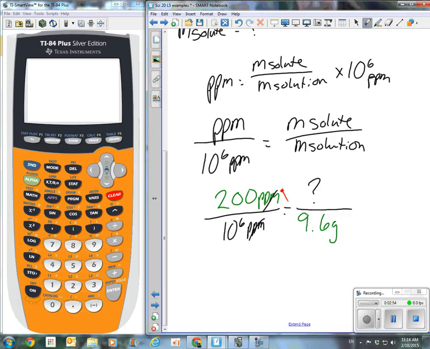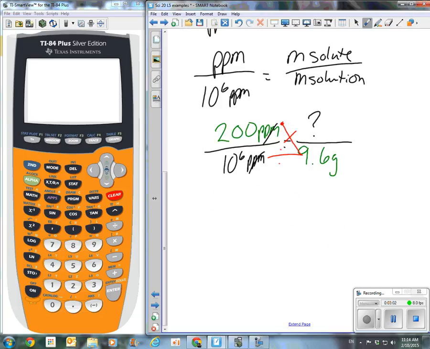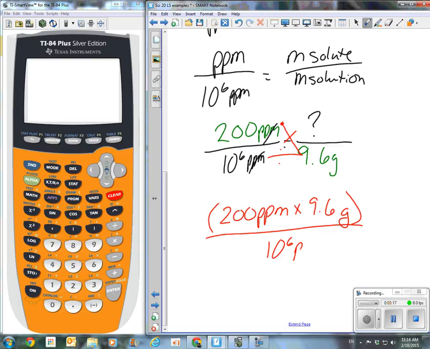So I'm going to start here at 200, multiply by 9.6, and then divide by a million. How that would be written out here is 200 parts per million times 9.6 grams, all divided by 10 to the 6 parts per million. The units of parts per million cancel out. My units are going to be in grams, which makes sense because what I'm looking for is a mass.